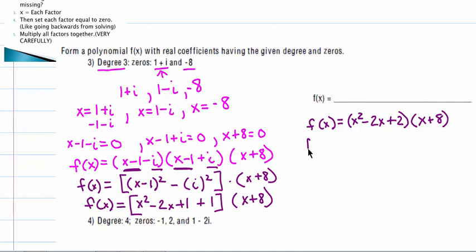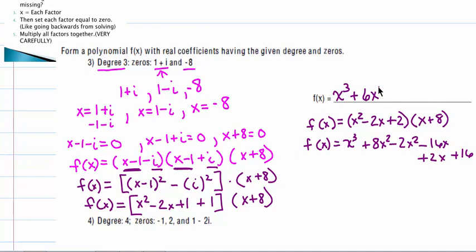Multiplying this out, f of x is equal to x to the third plus 8x squared minus 2x squared minus 16x plus 2x plus 16. So I'm running out of room. So I get for my polynomial x to the third plus 6x squared minus 14x plus 16, combining my like terms.